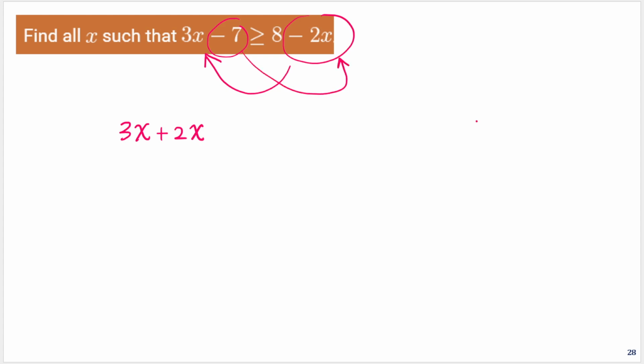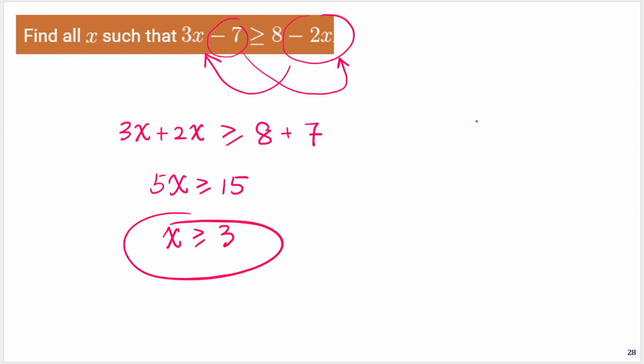Remember, when you move any terms to the other side of the inequality, you need to change the sign. So positive becomes negative, negative becomes positive, right? So that means it's greater than or equal to 8. Negative 7 moved to the other side becomes positive 7. And this means 5x is larger than or equal to 15. So we have x is greater than or equal to 3. This is our final solution. Did you get it?